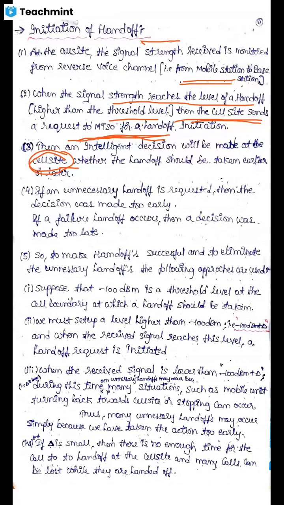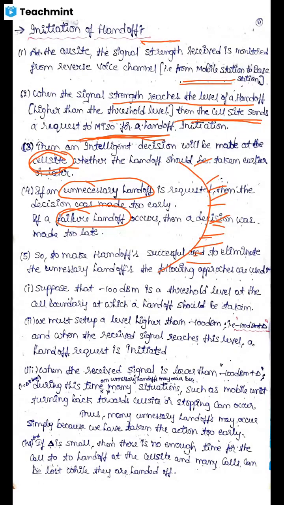if the cell site has given the handoff earlier, if the cell site takes the decision earlier, then it leads to unnecessary handoff. Or if the decision was taken too late, then it is a failure handoff. It means, for example, this is the boundary condition or the threshold level point where the signal strength is weak.